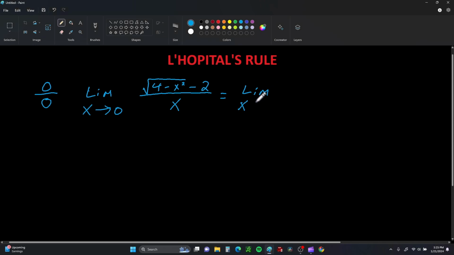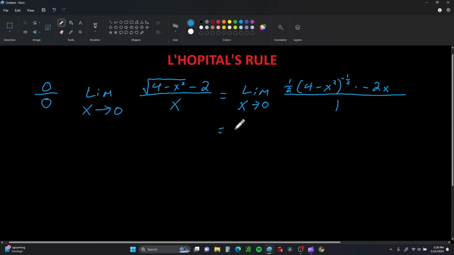take the derivative of the top. Well, this here is 4 minus x squared to the 1/2 power. So I'm going to have to apply the chain rule to do the derivative of this. So I have 1/2 times 4 minus x squared. I reduce the power by 1 since it was 1/2, now it's minus 1/2. And then I take the derivative of the inside function, which is minus 2x. And the derivative of the bottom is just 1.